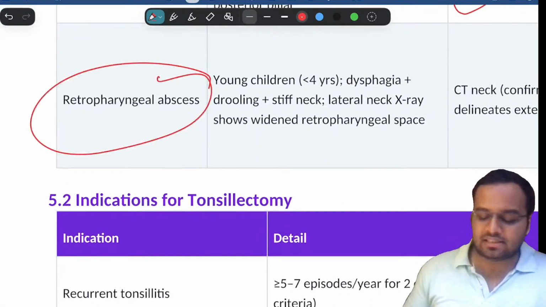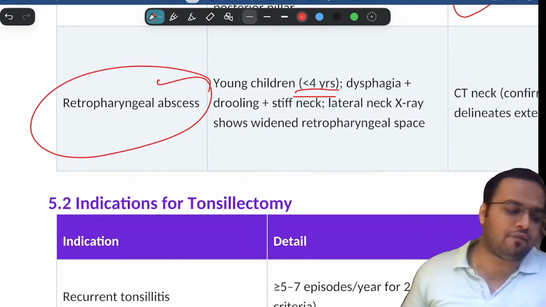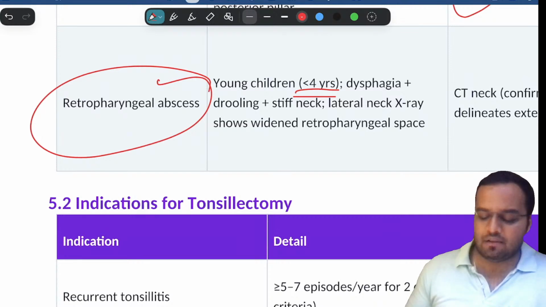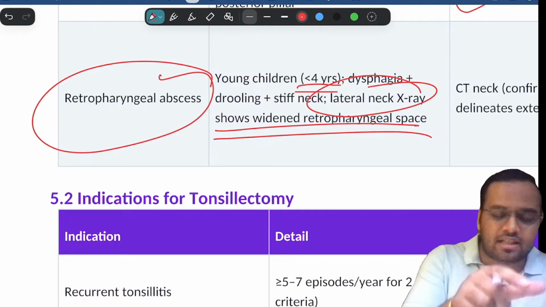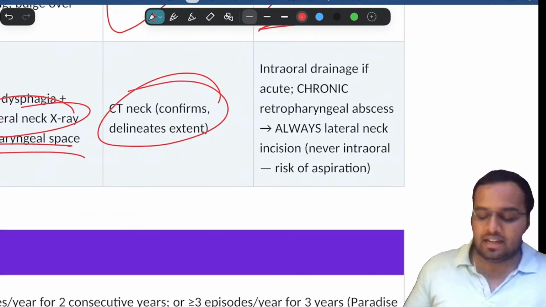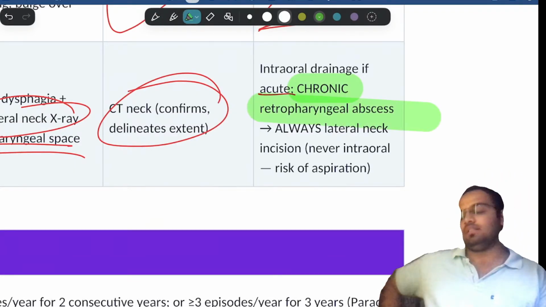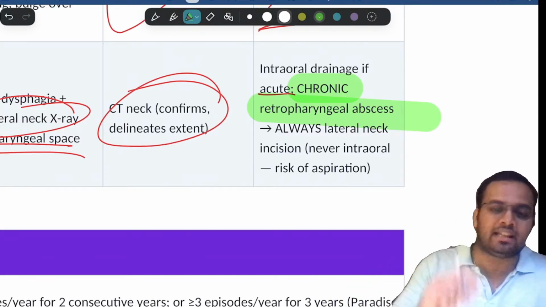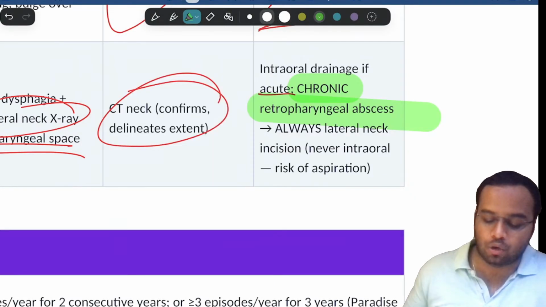So retropharyngeal abscess is typically seen in young children, because unlike adults, the retropharyngeal lymph nodes in children are very much reactive. And here, on a lateral neck X-ray, you can see that the retropharyngeal space is widened, and the airway is a bit compromised. So CT neck can confirm it. And intraoral drainage if acute, and always remember, lateral drainage if it is going to be a chronic abscess, because if you drain a chronic abscess intraorally, it can lead to what is called a fistula, and it always carries a risk of aspiration. So very much important for you to know.